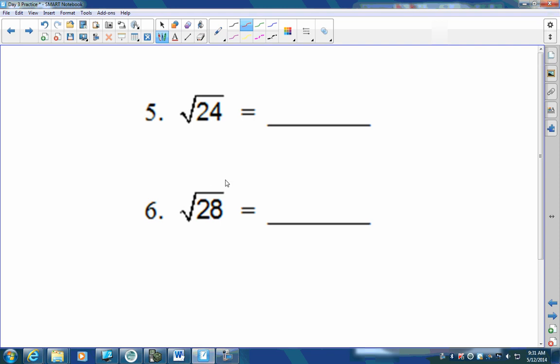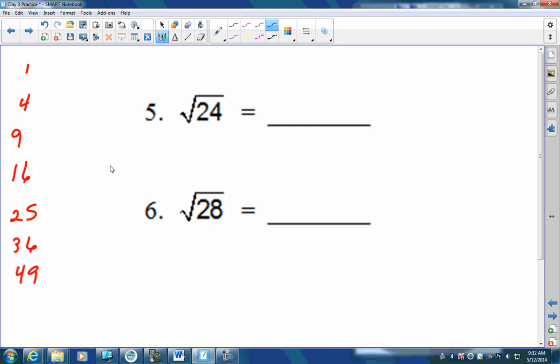Okay, so if I look over here, I'm going to write my perfect squares. It might be easier just for you to write it outside. I'll do 1, 4, 9, oops, I forgot 16. 16, 25, 36, 49. All right. So like with 24, number 5 says the square root of 24.